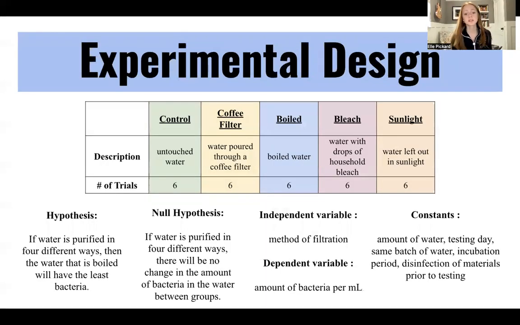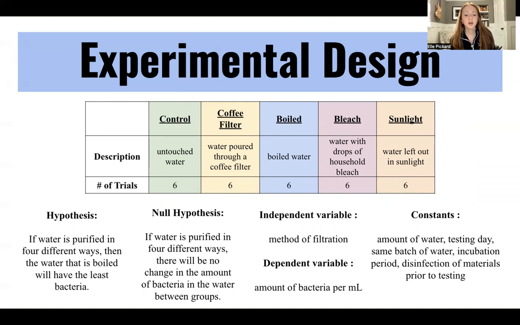My hypothesis was that boiling water would kill the most bacteria, and my null hypothesis was that there would be no change between the groups. Each level of independent variable had 6 trials, and the dependent variable was bacteria per milliliter. Some of the constants were the amount of water in each container, incubation periods for the test strips, and the disinfection of all materials prior to testing.